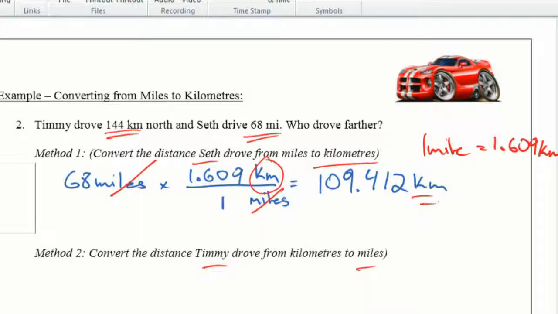Just looking at the question, Timmy drove 144, Seth drove these 68 miles, and it turns out 68 miles is the same thing as 109 kilometers. So if I were to say who drove further, it actually looks like Timmy drove a little bit further. If I just wanted to end that here, I could, and I could just write, Timmy drove further.